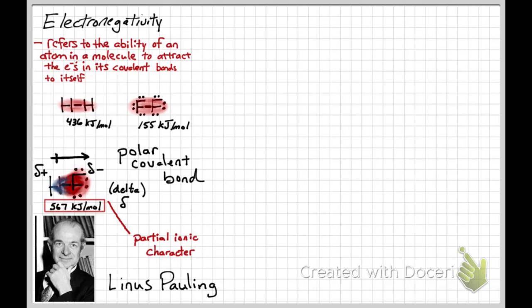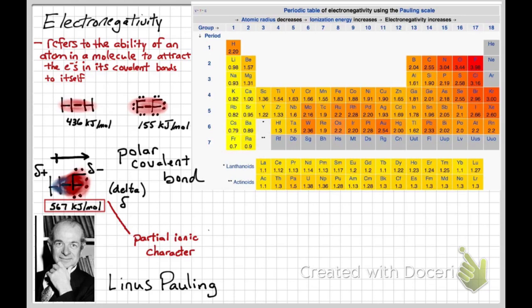Now, as I pointed out earlier, electronegativity is a periodic property. If we look at a periodic table, and this is color-coded with the darker orange meaning more electronegative element, and the lighter yellow color less electronegative element, we see that electronegativity in general increases up the groups and across the periods. And that results in francium being the least electronegative element, and then fluorine being the most electronegative element.